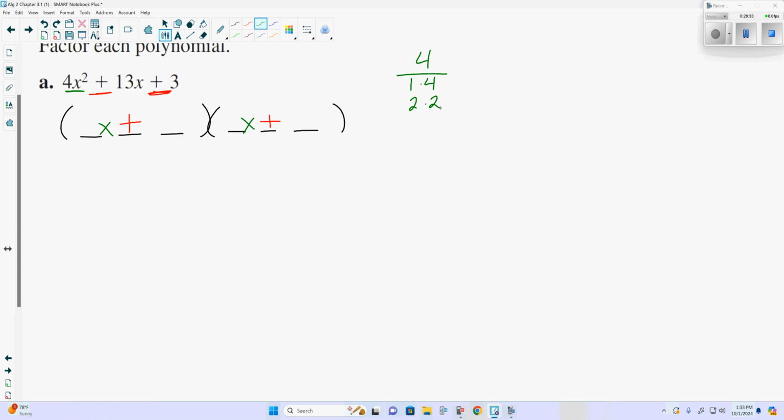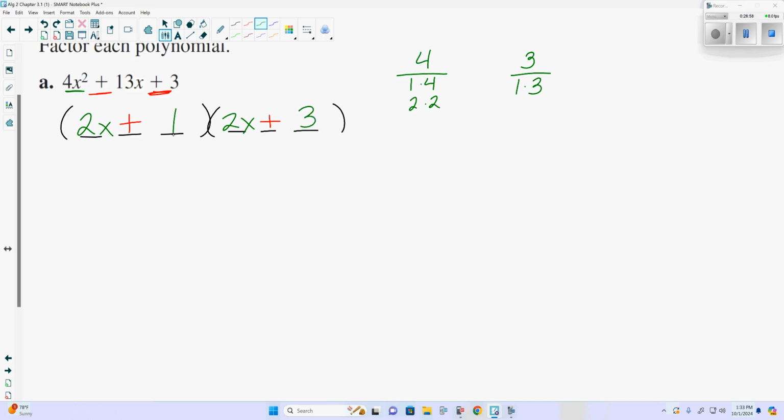1 and 4, 2 and 2. Which one do we want to try first? 2 and 2. Factors of 3. Well, 1 and 3. Are there any others? Okay. You want the 3 in the first set of parentheses or second? Okay.